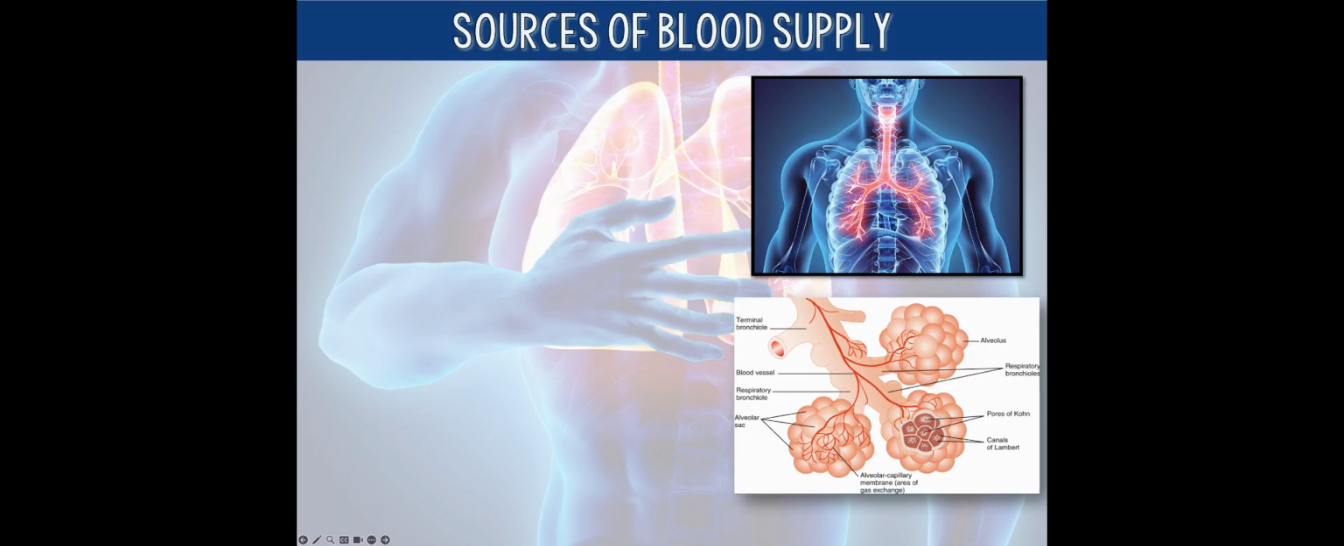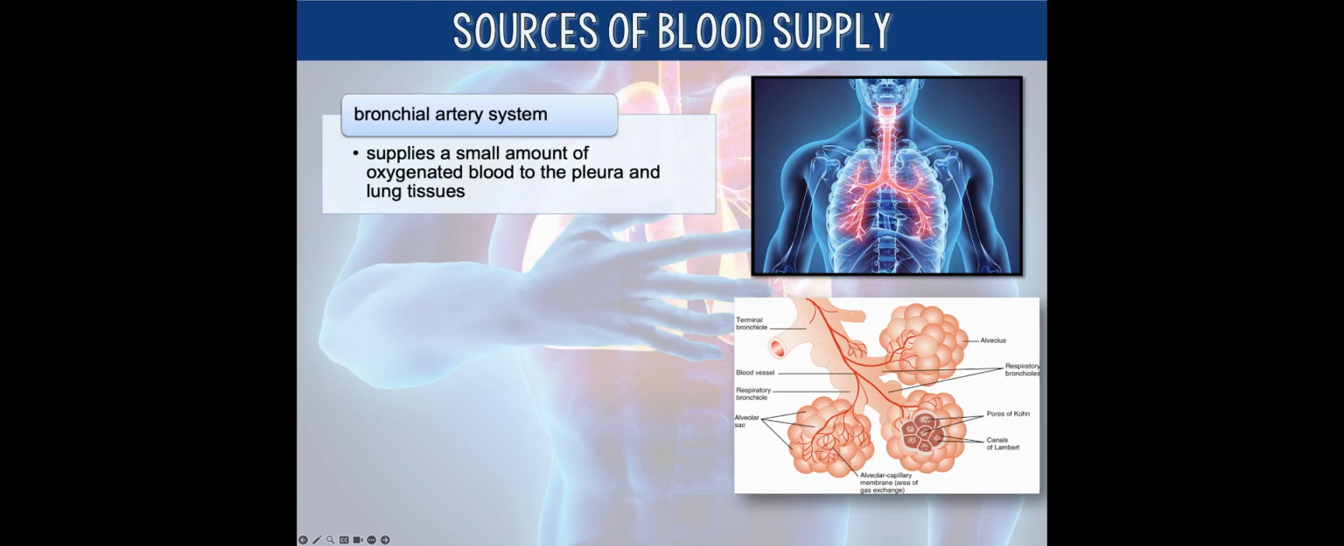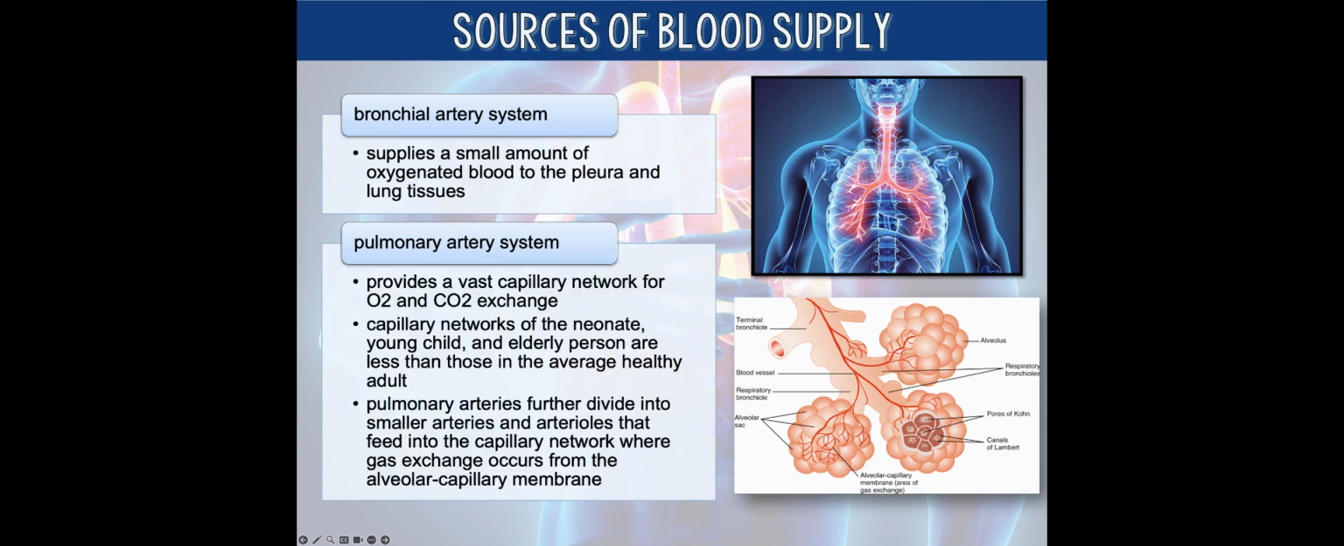Blood supply to the lungs comes from two sources, your bronchial artery system, and that supplies a small amount of oxygenated blood to the pleura and to the lung tissues. And then you have your pulmonary artery system, and that provides a capillary network for the exchange of oxygen and carbon dioxide. The capillary networks of the neonate, a young child, and elderly are less than those in the average healthy adult.